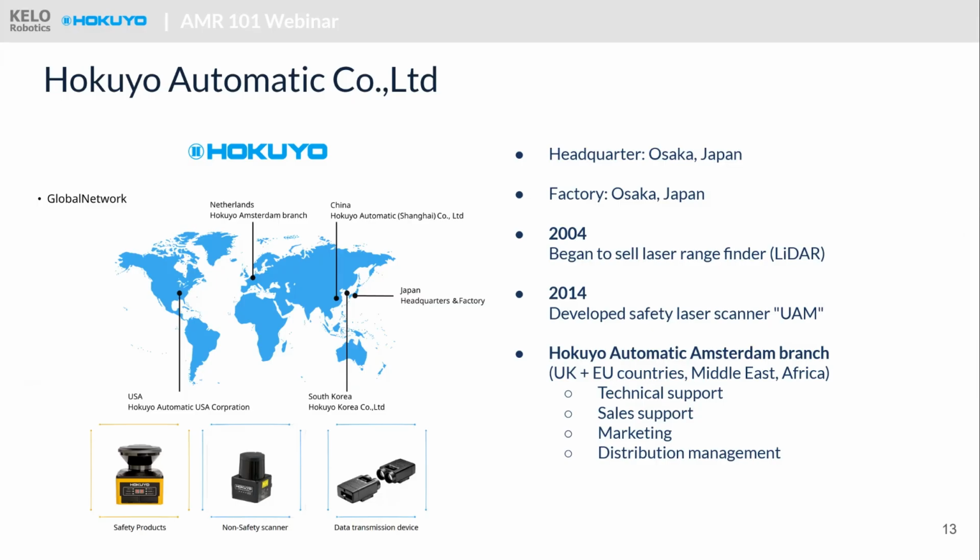At Hokuyo, we specialize in photosensors, ranging from data transmission devices to LiDARs. Our headquarters is in the city of Osaka, and our factory is in the same city. We operate globally through our offices in the US, China, South Korea, and Amsterdam. From our Amsterdam branch office, we mainly provide technical support to our customers in Europe, the Middle East, and a part of Africa. Next slide, please.